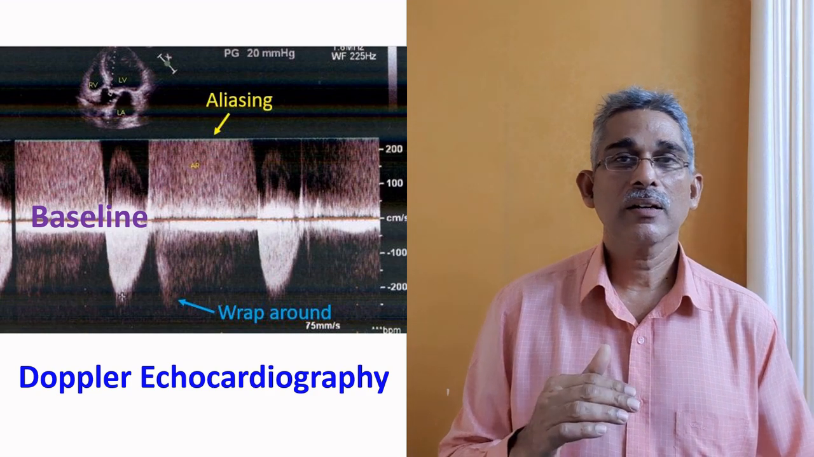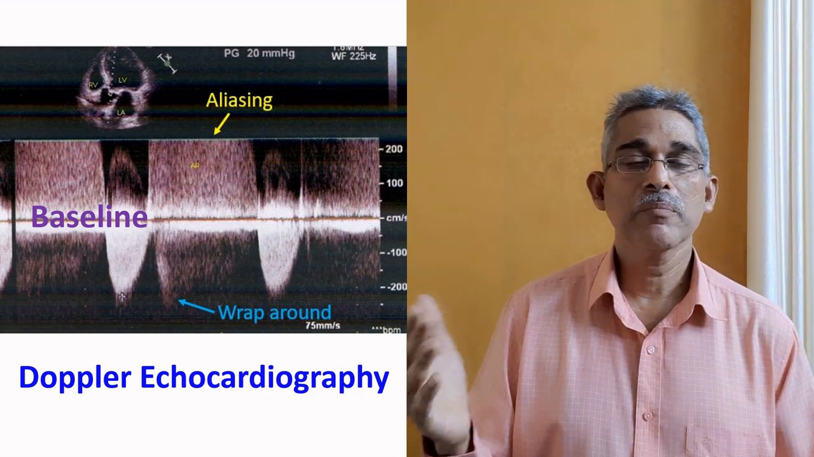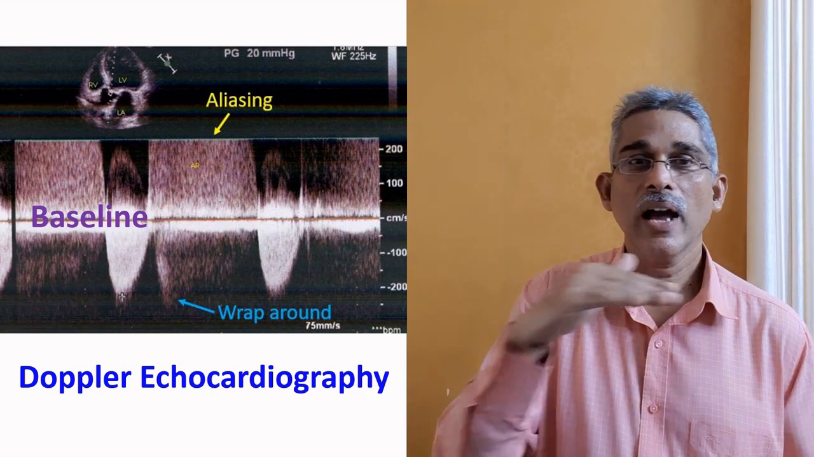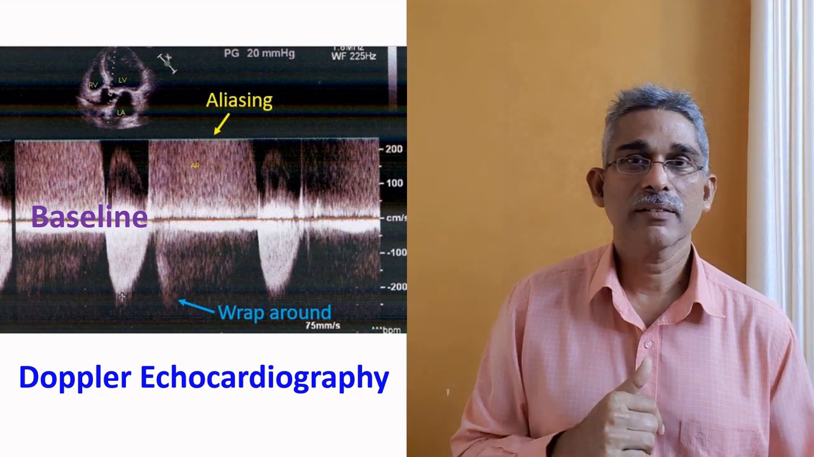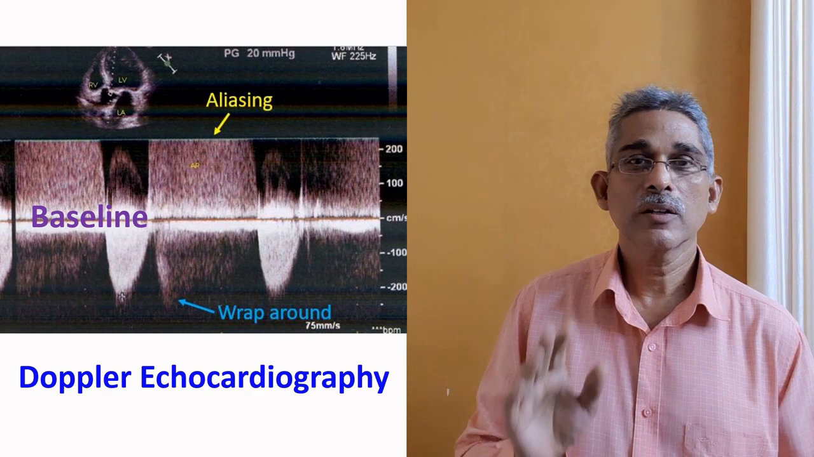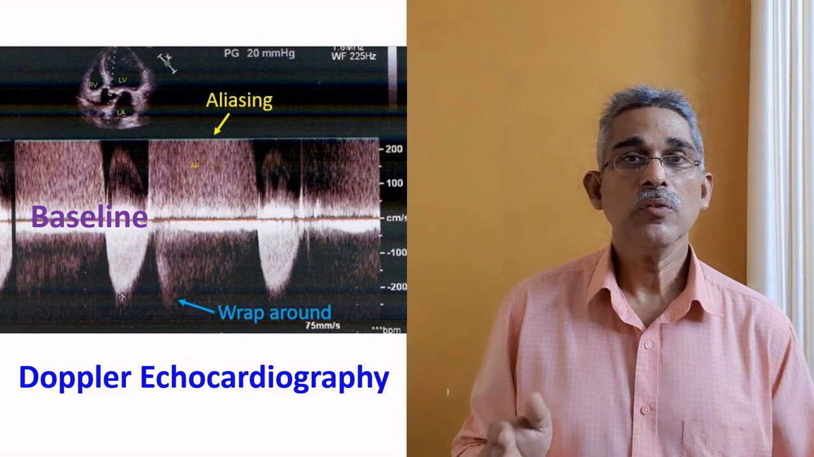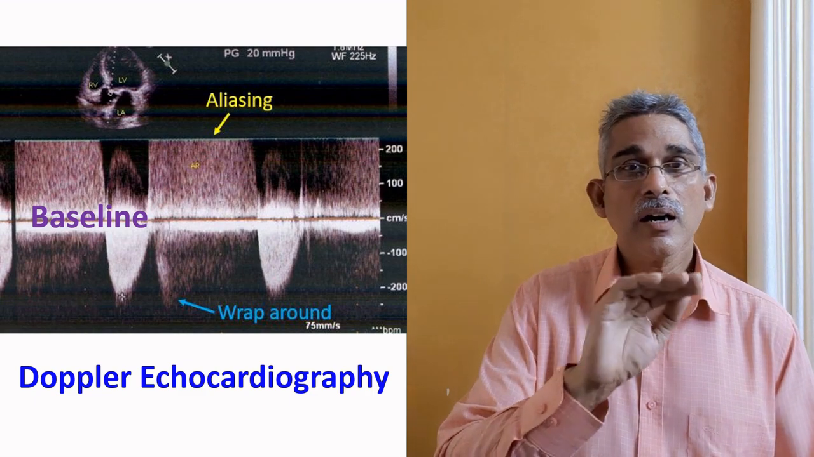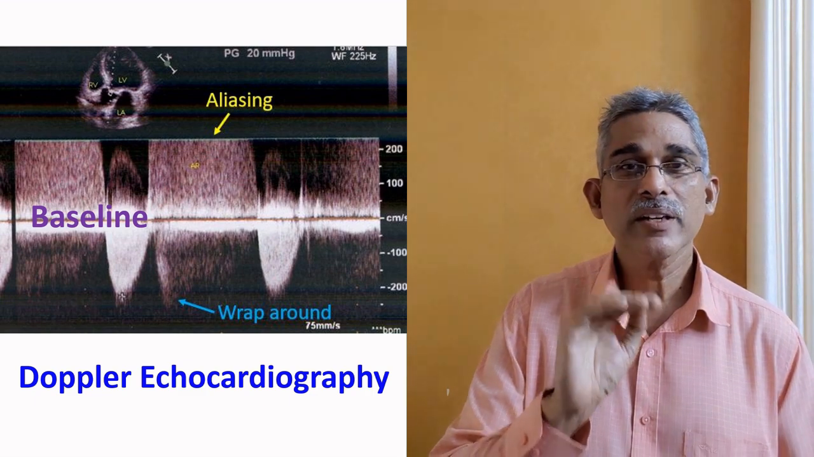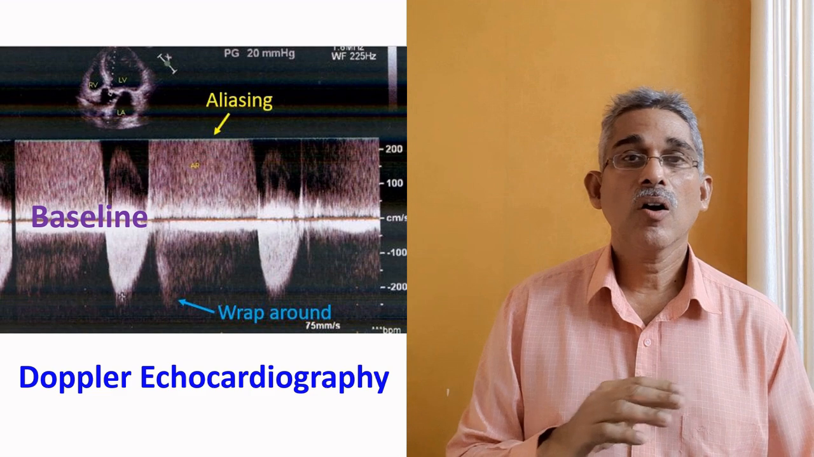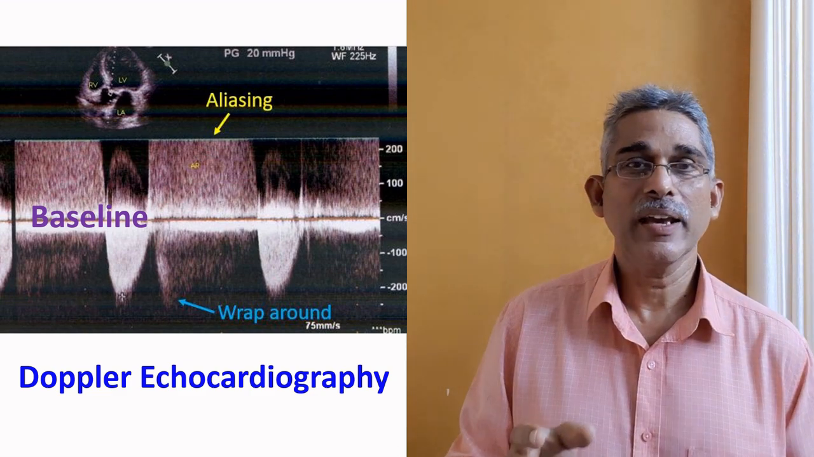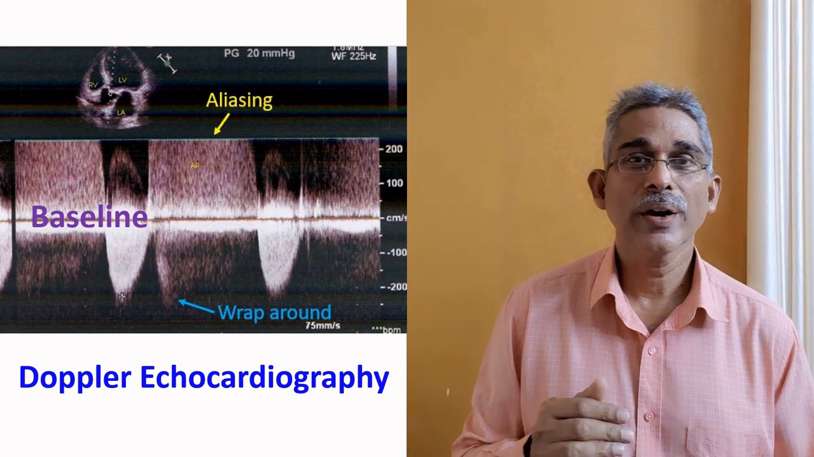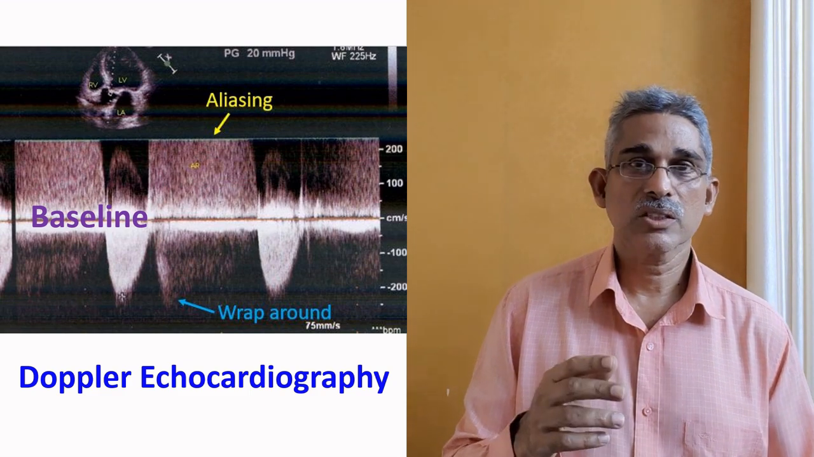In Doppler, the conventional old-time Doppler was depicted as a graph above and below the baseline. That is simple Doppler. And now we have color Doppler, in which the information is overlaid on a two-dimensional image. So you can know in which direction blood is flowing through different structures.